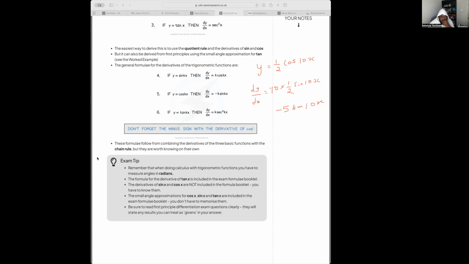So the final one too, the derivative of tan. If y equals tan kx, for example y equals tan 5x, then dy/dx will be equal to 5 sec squared 5x. So that's how to find the derivative of that. It's very clear.